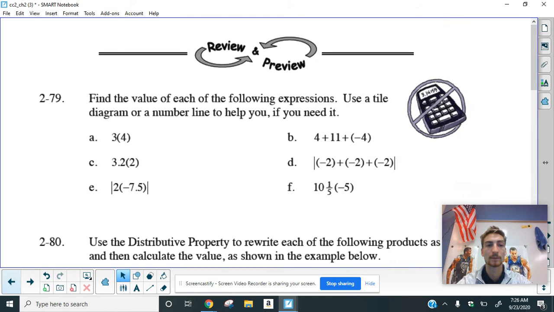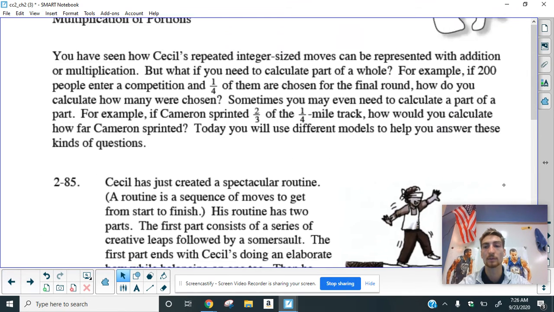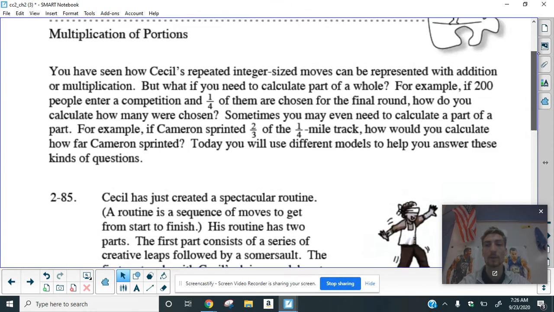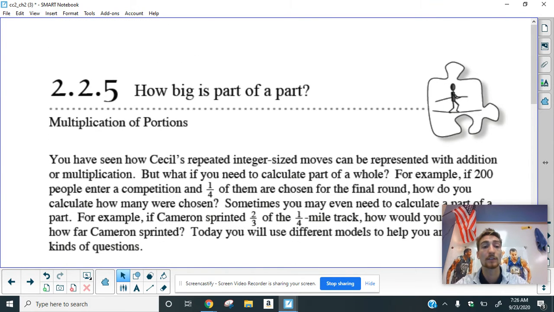All right, so today we are looking at 2.2.5, and it says how big is part of a part, multiplication of portions. And so you have seen Cecil's repeated integer-sized moves that can be represented with addition or multiplication. But what if you need to calculate part of a whole?